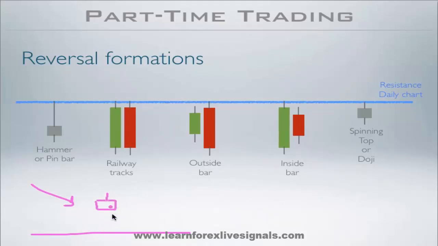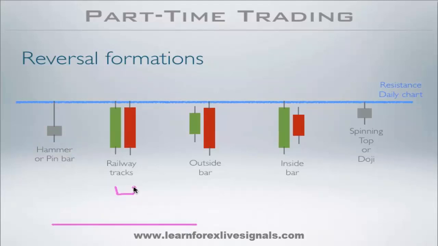Small body, small wick to the upside, and a long wick to the downside, okay? This is obviously a bearish hammer, since this is a reversal formation that's going to point to the downside. A bullish hammer, as I mentioned before, looks something like this, all right? And it hints at a reversal in the opposite direction, meaning to the upside.